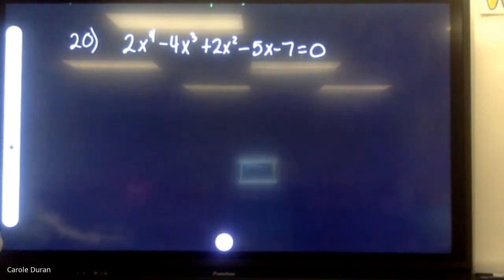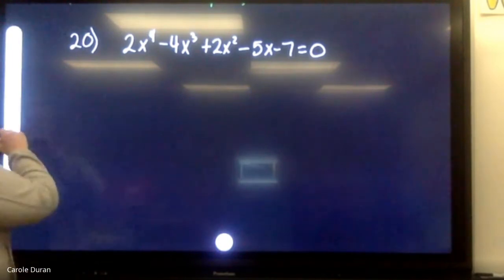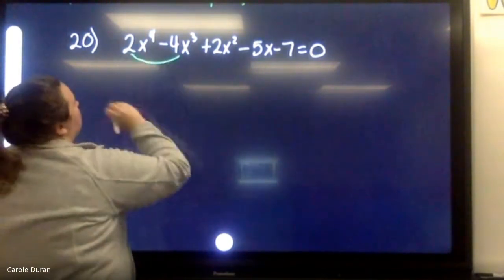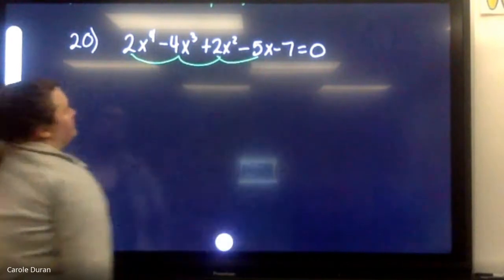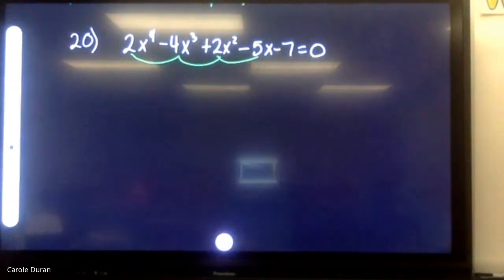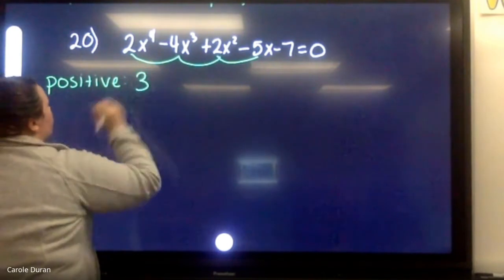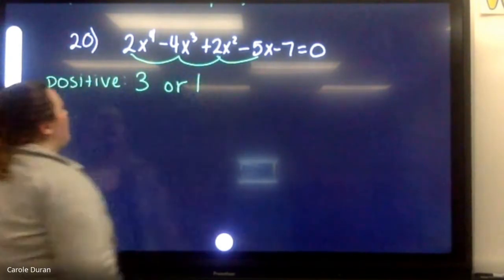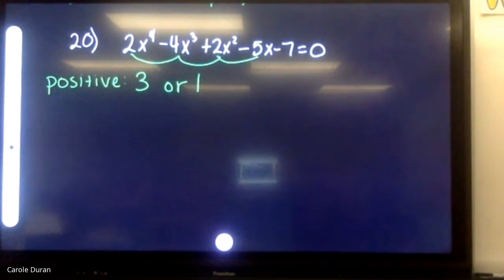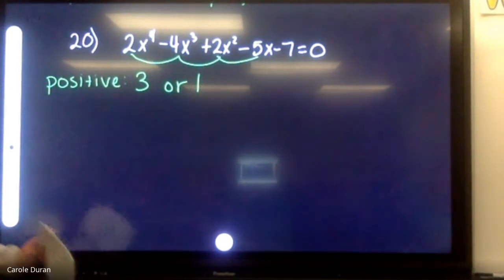I always find the positive first, which means I use the original function, and I count the number of sign changes that occur. Then I take that number and subtract 2 as many times as possible to find all of the possible positive options. So how many sign changes did I have here? Well, I had 1, 2, 3. Anybody see any that I missed? No. Okay, so for positives, I had 3 sign changes, which means I had 3 or 1 possible positive real roots.